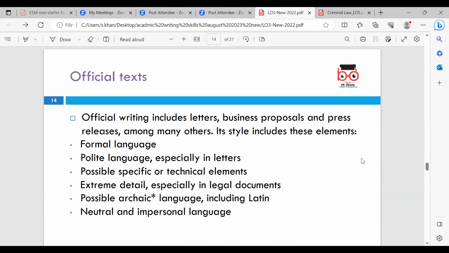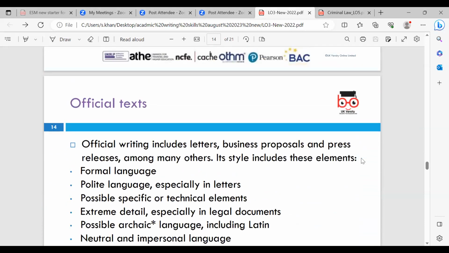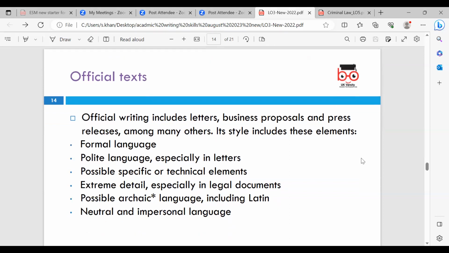Official text. Official writing includes letters. So anything sent to anyone is quite official. Business proposals, any sort of press releases, among many. Its style includes formal language, polite language, especially in letters.